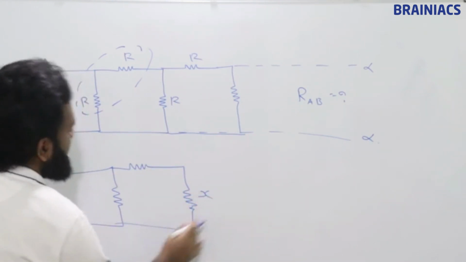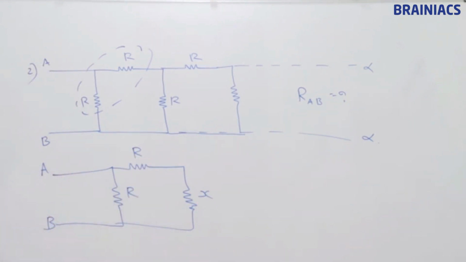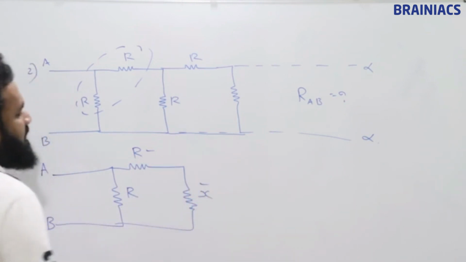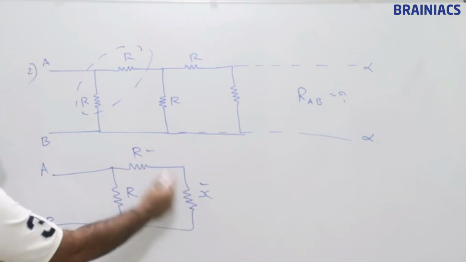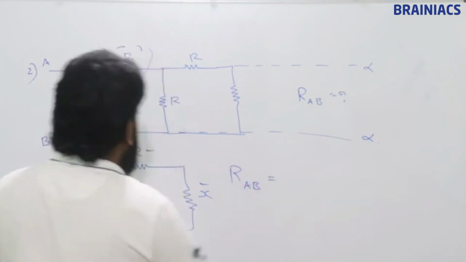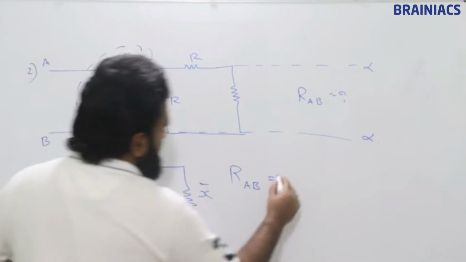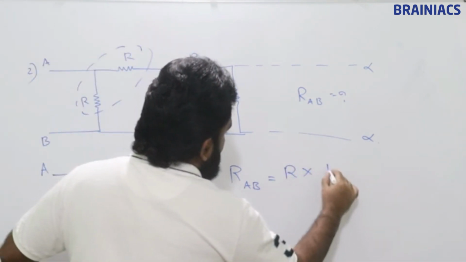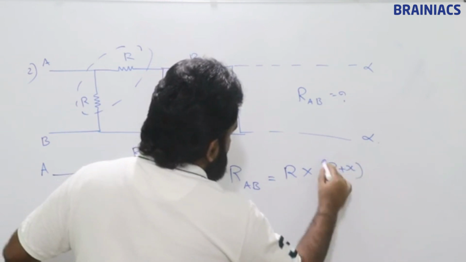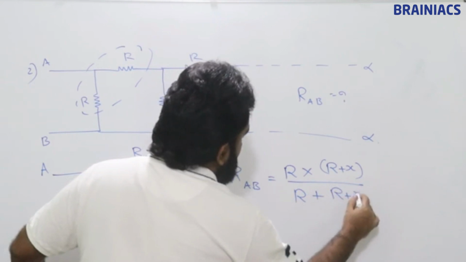So this is X, this is R, this is R, A, B. Now find the resistance of this circuit. What about this resistance and this resistance, are they in series or parallel? Now they are in series. So R AB is nothing but this resistance in parallel with this series resistance. So R into (R plus X) divided by R plus X.